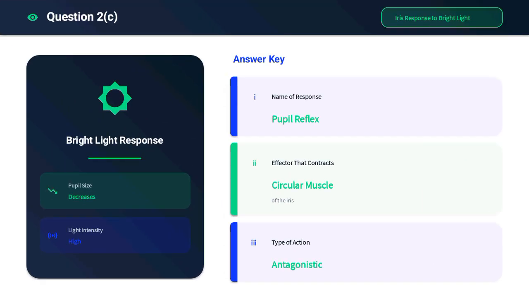Part C has 3 short parts about the iris response to bright light. Part 1 asks for the name of this response. It's called the pupil reflex. When light is bright, the pupil constricts, or gets smaller.